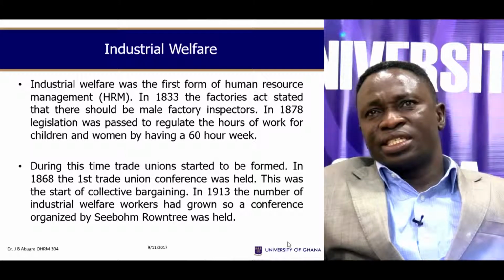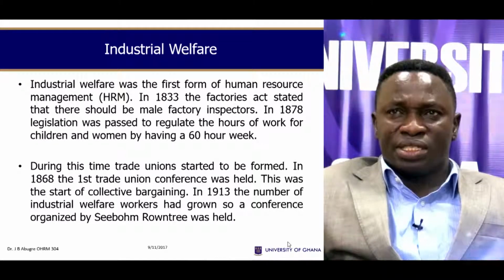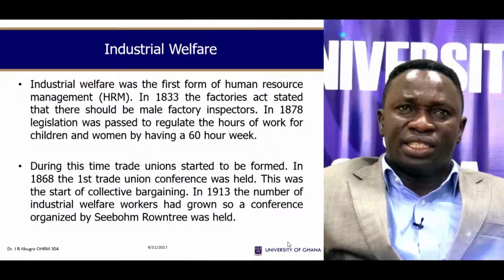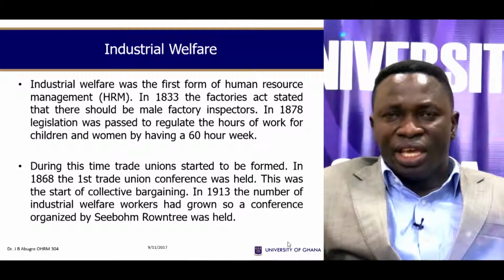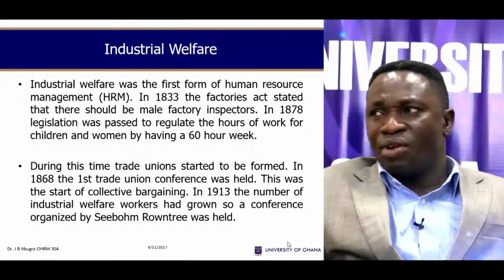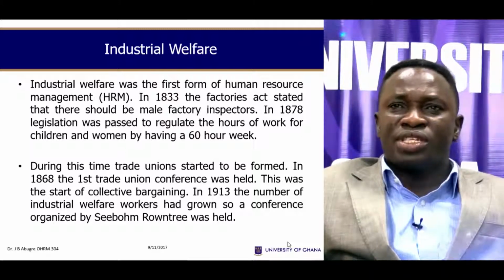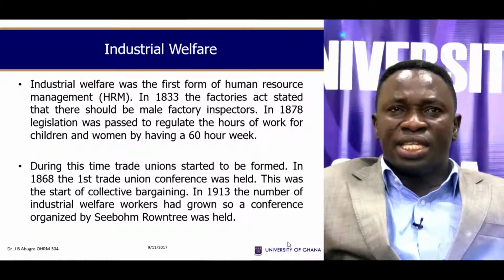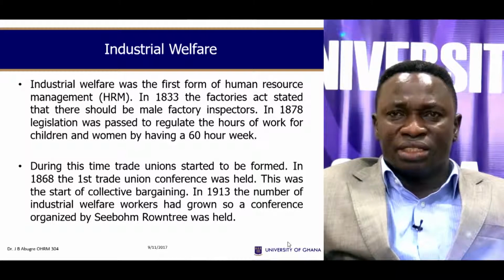Especially in 1833, the Factories Act stated that there should be male factory inspectors. In 1878, legislation was passed to regulate the hours of work for children and women by having a 60-hour week. During this time, trade unions started to be formed. In 1868, the first trade union conference was held. This was the start of collective bargaining.